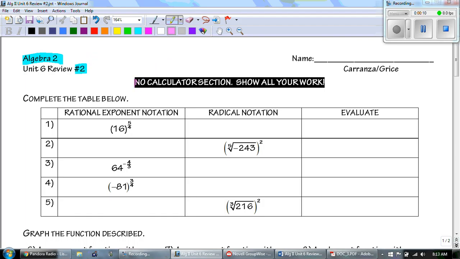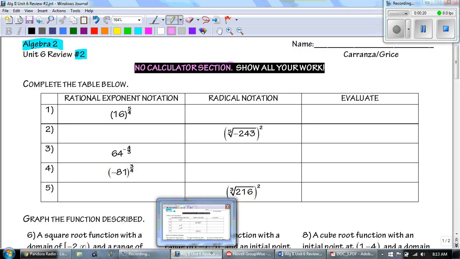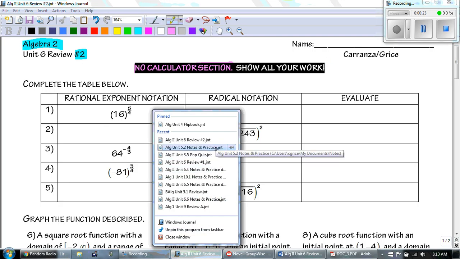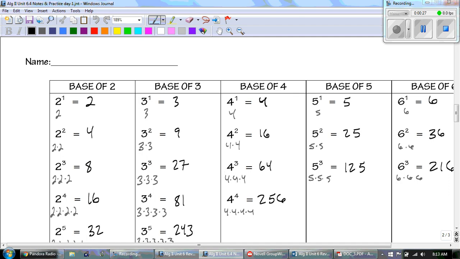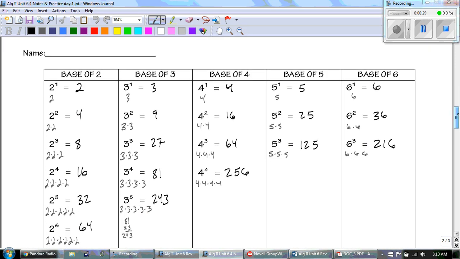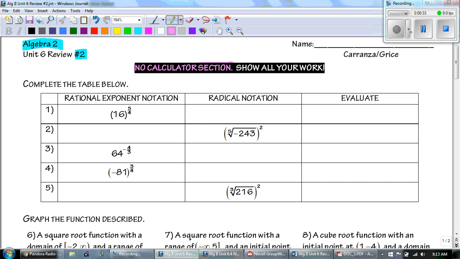So remember that this first side is no calculator section. Show all of your work. So you have to complete the table below. Now, remember, when you are completing the table below, I highly recommend that you use your little cheat sheet right here. Okay? This is what's supposed to help you when solving these problems.